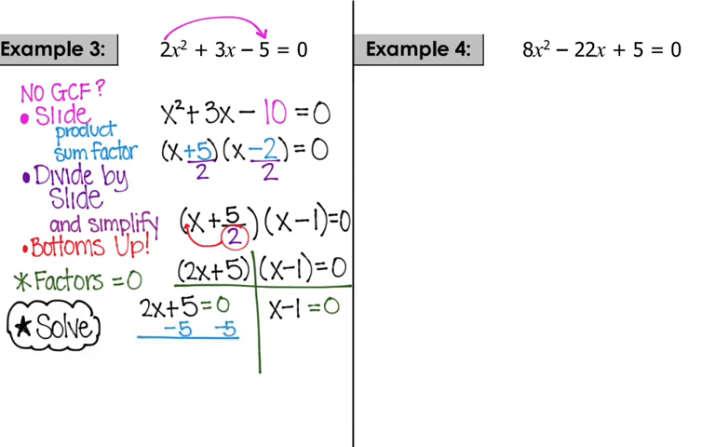So that's the first thing we're going to do by solving. We're going to subtract 5 and be left with 2x equals negative 5. Now we need to divide both sides by 2 and write the final answer for that, which is x equals negative 5 halves.